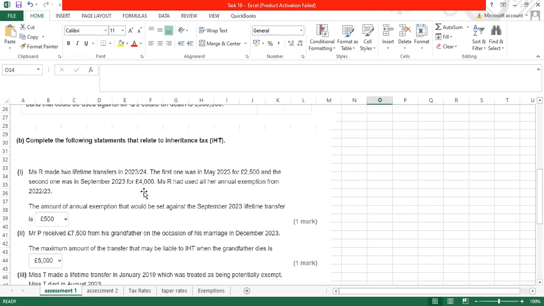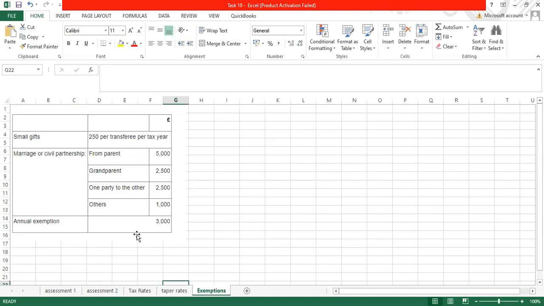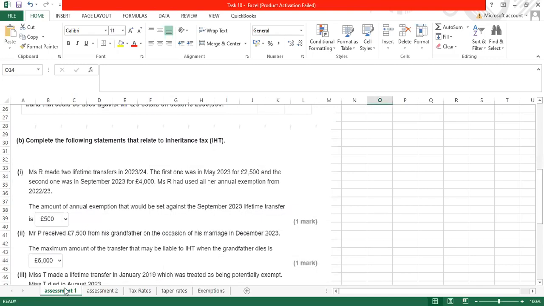So we know that the annual exemption allowance is £3,000 every year, and Mr. R used all the exemption last year, so there was nothing left to carry forward. So it means this £2,500 will be exempt, and the remaining £500 we can use for this one. So £2,500 plus £500, the maximum we can use is £3,000, the exemption. If you see here, this is the annual exemption, £3,000. So the amount of annual exemption that would be set against September 2023 is £500.